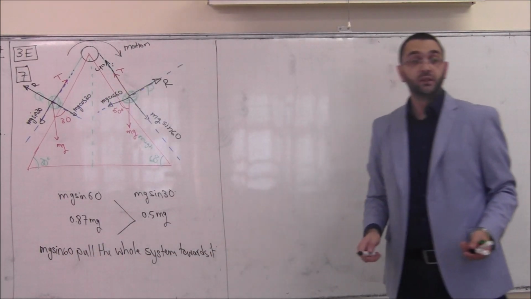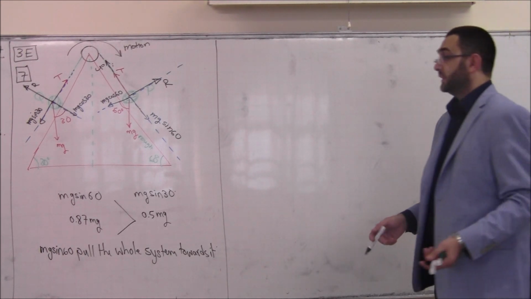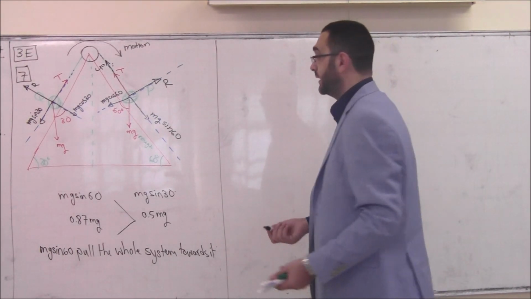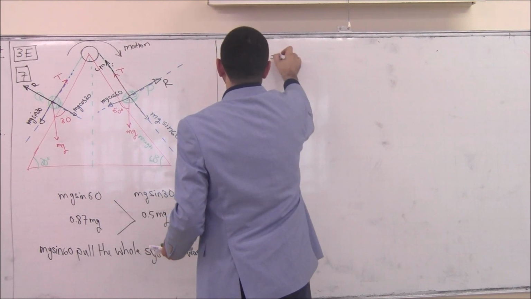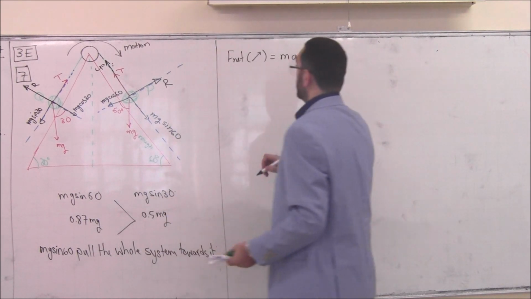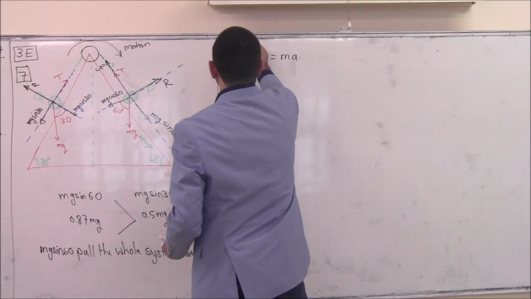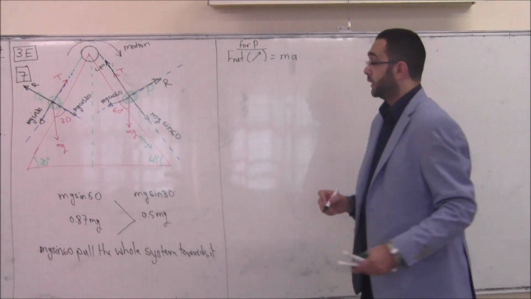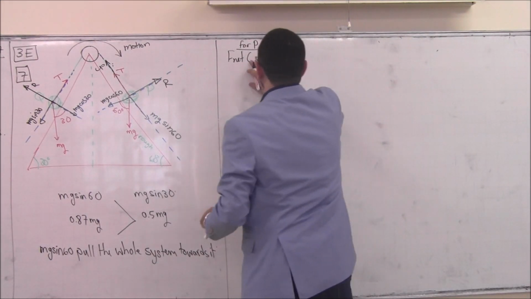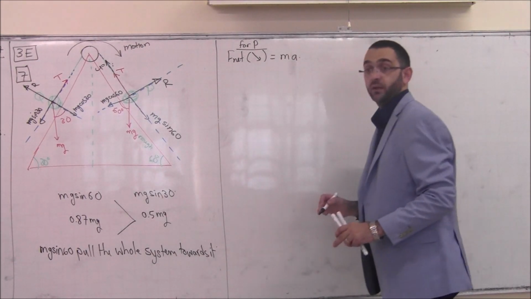Okay? Clear? Okay. Let's do the dynamics. F net, or use Newton's second law, in this direction equals what? ma. When we have to, for P, let's say for what? P. Okay, for P. Look, for P it will be down the plane, right?